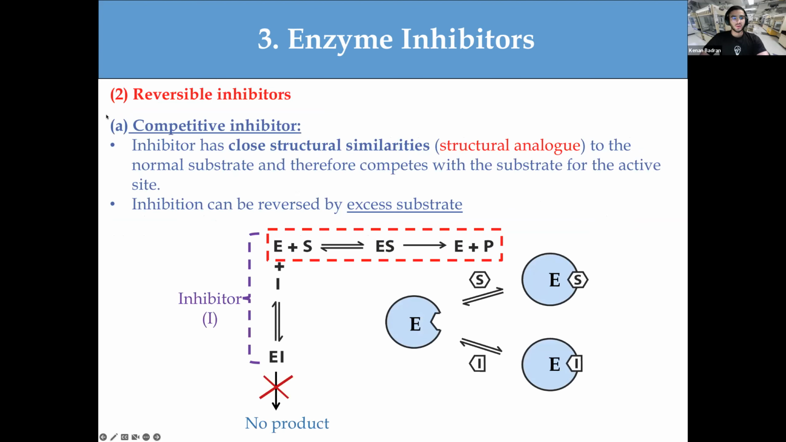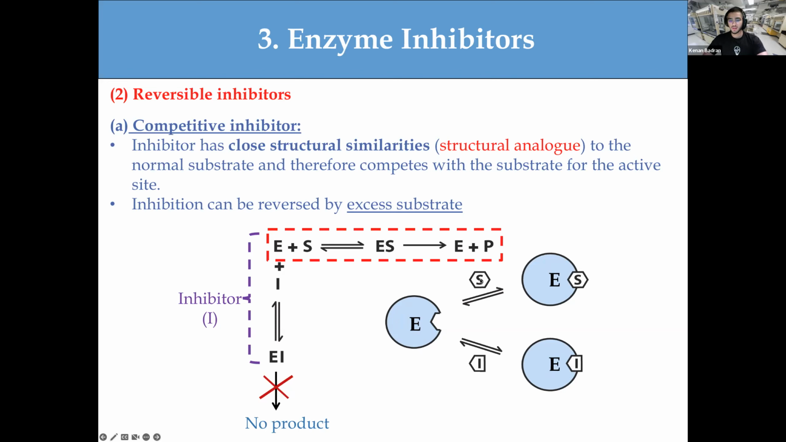Now, in reversible inhibitors, the first one is the competitive inhibitor. The inhibitor has close structural similarities, a structural analog to the normal substrate, and therefore competes with the substrate for the active site. Basically, if you look here, here's the substrate and here's the inhibitor. And they both can fit like a key into the enzyme. Although the other remaining structure of the inhibitor is not identical to the substrate, its shape is complementary to the enzyme for the active site, and that's all it needs to bind.